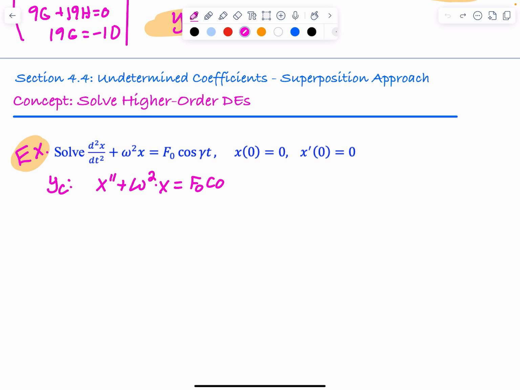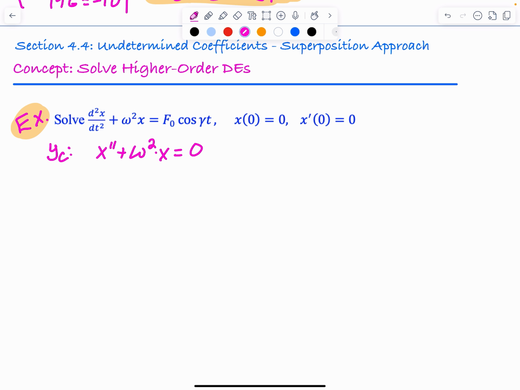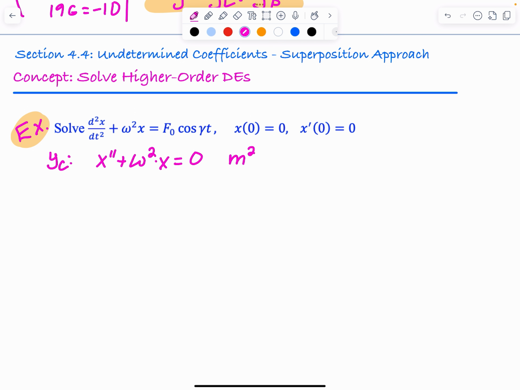Oh, wait, we don't want that. We want the homogeneous case. So we want 0. Sorry, my brain was thinking about where we're going. So m squared plus omega squared equals 0. Be careful, you don't get an m from that x. So m squared equals negative omega squared. So that means m is plus or minus omega i.